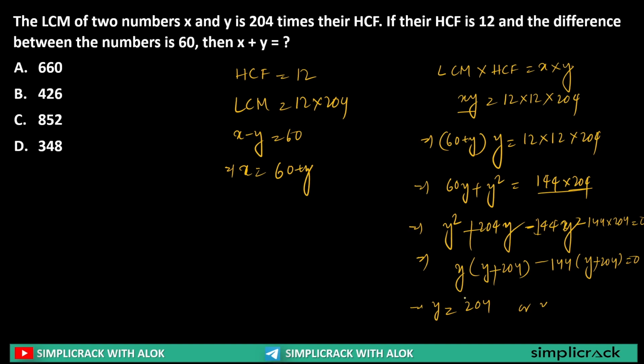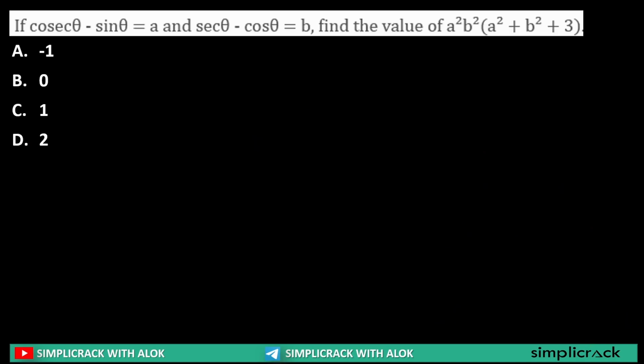Y can be minus 204 or y is equal to 144. I can't take minus because we can't take the whole thing over here. So y is equal to 144. So x will be 144 plus 60, that is 204. So the sum of these numbers is 204 plus 144, that is 348. D is the answer. Okay.